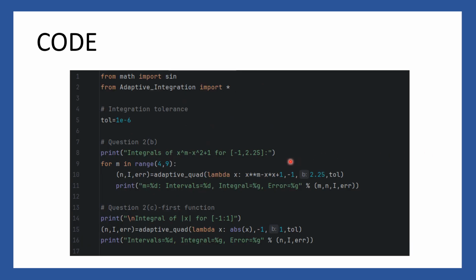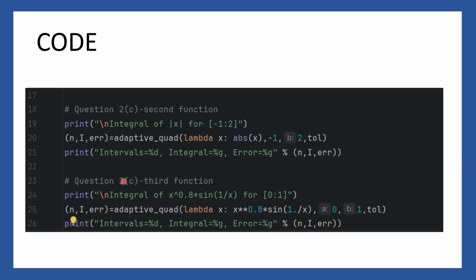And then this is the code where we call in our adaptive integration to work using these particular functions that were given to us in question B, question C, the first function, and then question C, the second function, and question C, the third function. So these are the codes that were used in solving for B and C.